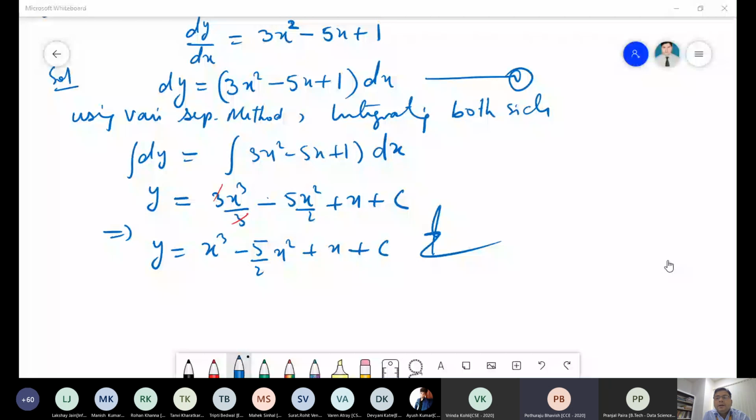Okay, Rohan is raising the hand. Yeah, Rohan. So this solution that you have taken out is a general solution, because for a particular solution we need to have some specific value of c. Yeah, 100%. We don't have that value, so it will be considered a general solution. Fine, good.